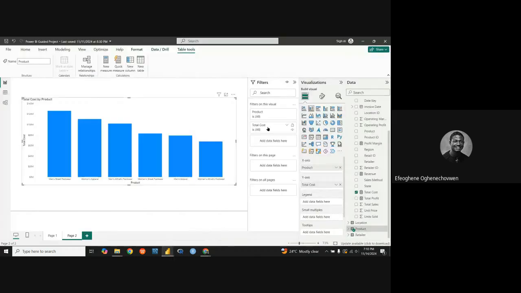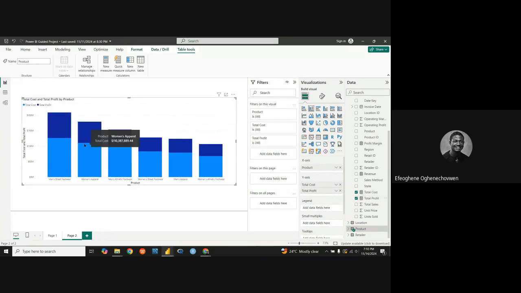Since our y-axis can accommodate numeric values, we can bring in our profit here. So this visual alone is telling a story. It's giving us something to work with. The blue legend represents total cost, while the dark blue represents the total profit. So we can gauge it. Are we making 2x profit? Are we making 1x? What's the percentage profit in return?